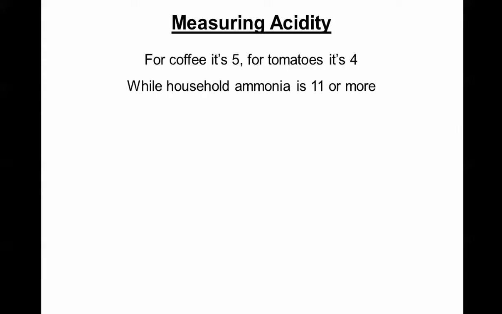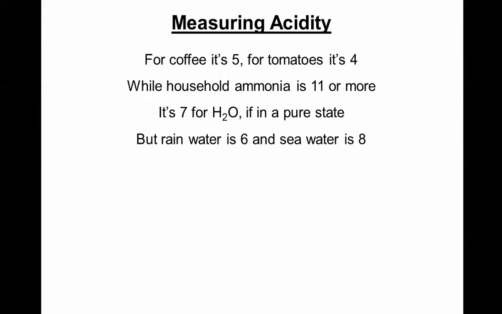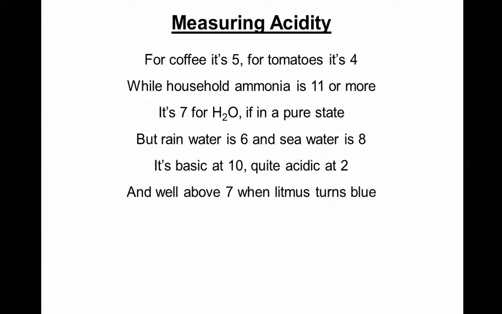So we'll start off with a little poem. For coffee, it's 5. For tomatoes, it's 4. While household ammonia is 11 or more. It's 7 for water if in a pure state, but rainwater is 6 and seawater is 8. It's basic at 10, quite acidic at 2, and well above 7 when litmus turns blue. Some find it a puzzlement.